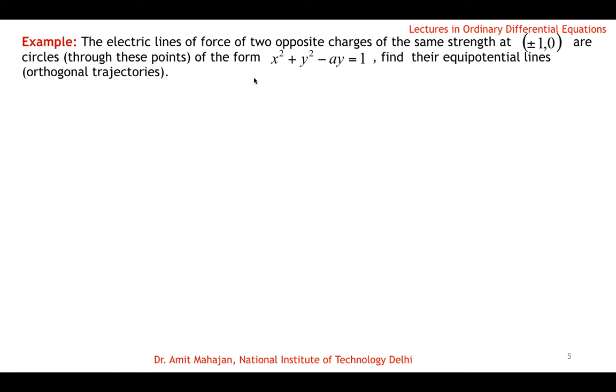Say I take one more example: the electric lines of force of two opposite charges of the same strength at plus minus 1, 0 are circles through these points of this form. Find their equipotential lines, that is, orthogonal trajectories. So again, given this one-parameter family of circles x² + y² − ay = 1, our first step is to find the differential equation for this family of circles.